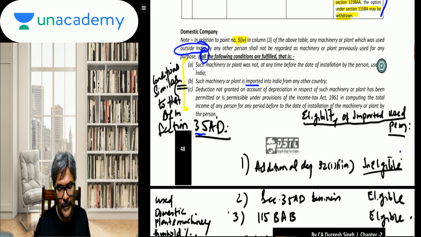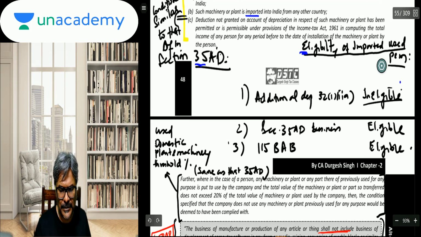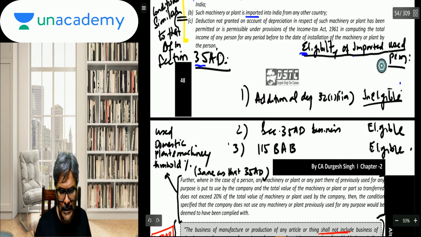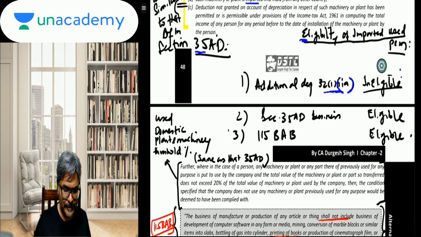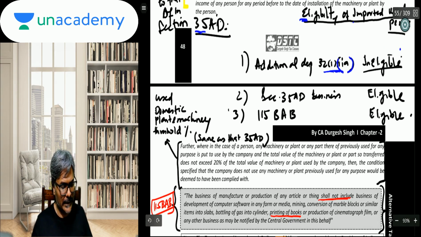So in that regard, students, if you see very carefully, what is that we are going to say? So it means here in eligibility of imported used plant and machinery, imported but students, additional depreciation under 32(1)(iia) is ineligible. 35AD eligible. 115BAB eligible. Please copy it on this one quickly.